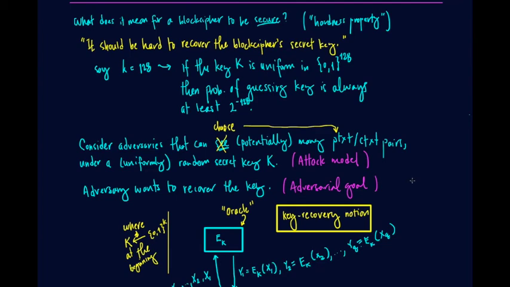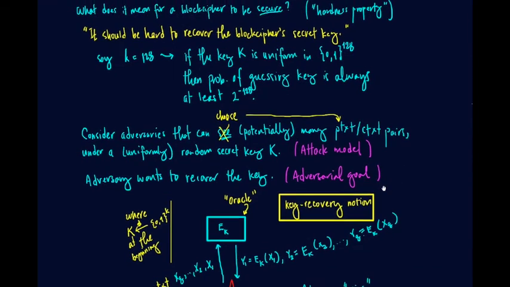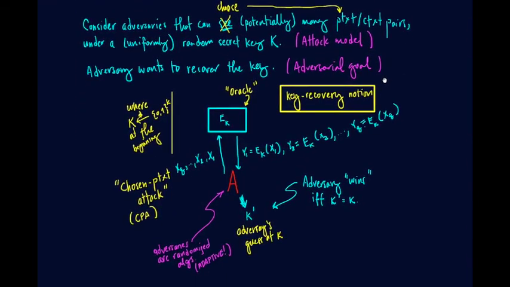So we said that that was sort of an intuitive attack, but we wanted it to be secure against adversaries that are smarter than that. So we took the step of figuring out what kinds of attackers we want to be secure against. We said that we want to consider adversaries that can choose potentially many plaintext values and see the resulting ciphertext pairs under some uniformly random secret key k. And the adversary's job is to recover the key. So we got a little bit closer to a definition here.